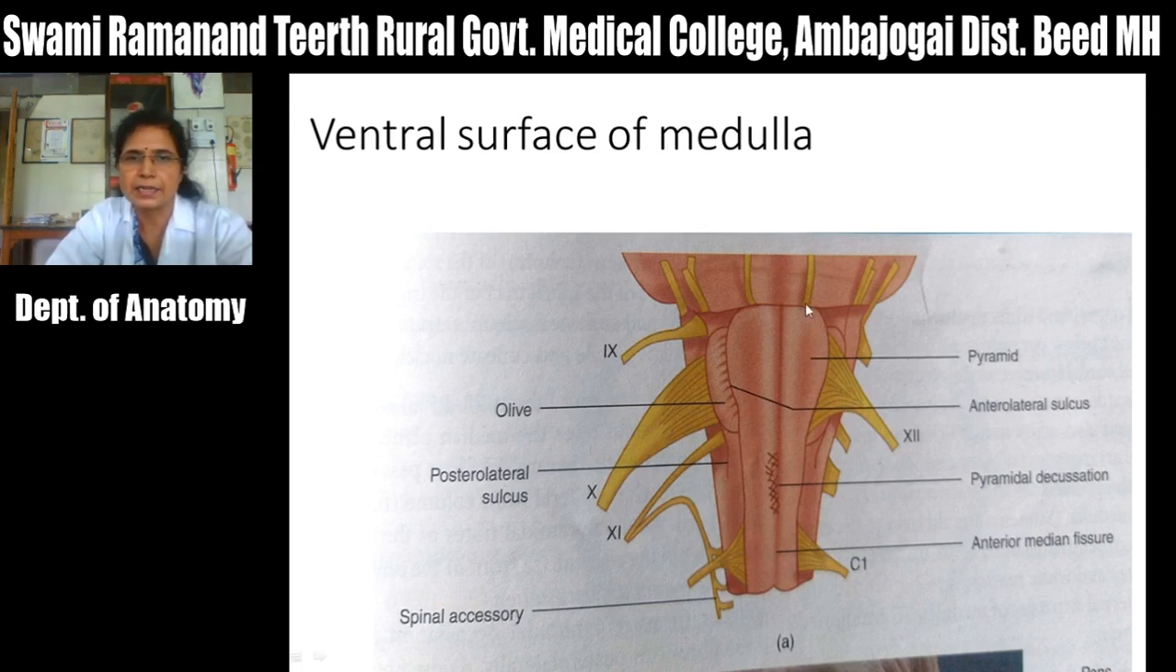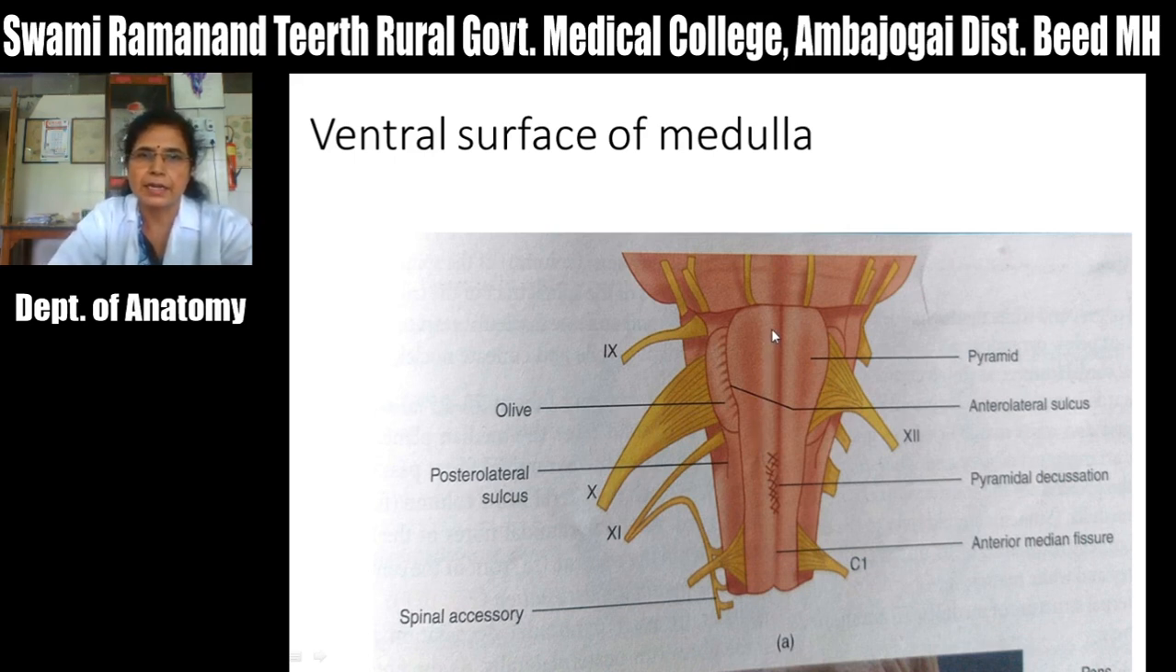Superiorly, it continues with the pons at the pontomedullary junction, demarcated by the transverse groove. Inferiorly, it continues with the spinal cord, and on each side the medulla is related to the 12th cranial nerve, which is attached to the anterolateral sulcus, and the 9th and 10th cranial nerves, which are attached at the posterolateral sulcus. So these are the relations of the medulla. Now we will see the external features of the medulla.